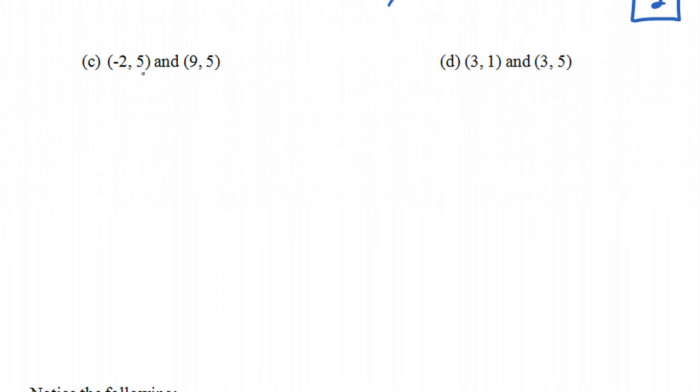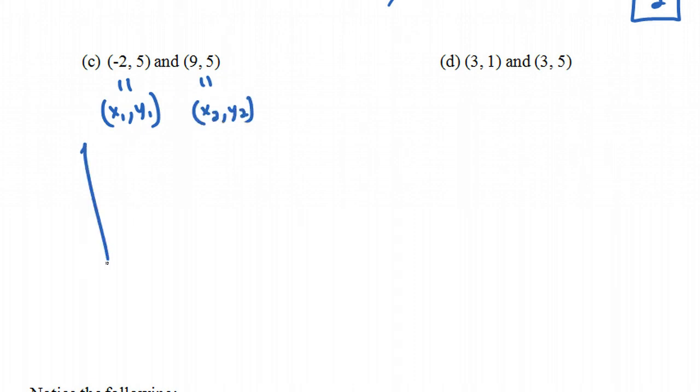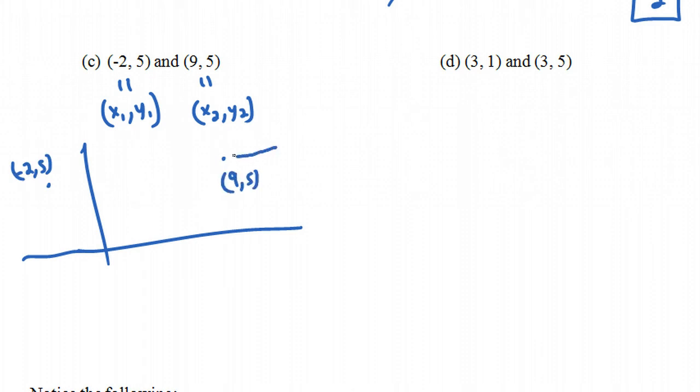Okay, the next example, notice that both of these points have the same y coordinate. We have negative 2, 5 and 9, 5. They both have 5 as their y coordinate. So what would this look like? Well, negative 2, 5 would be about here somewhere. 9, 5 would be over here. And notice these 2 points both lie along the same horizontal line. I didn't draw that line very straight, but that's a horizontal line.